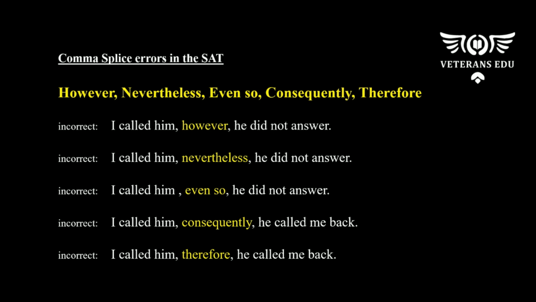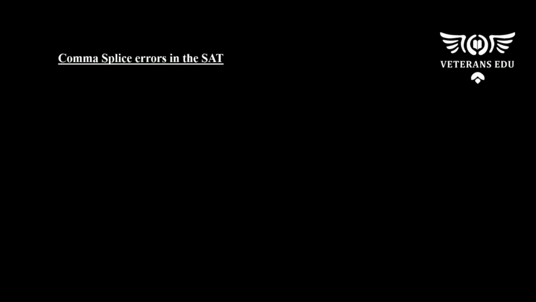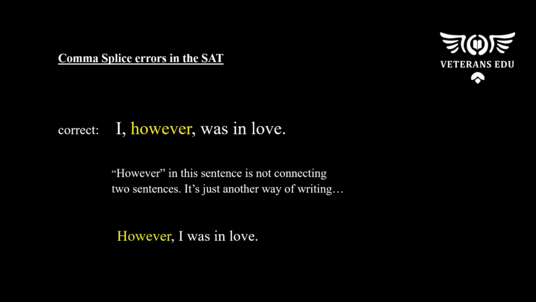And this brings us to our final lesson. I want you to understand that you're perfectly fine to use the word "however" this way. "I, however, was in love" is not a comma splice error. The word "however" in this sentence is not connecting two sentences, and it's just another way of writing "However, I was in love."